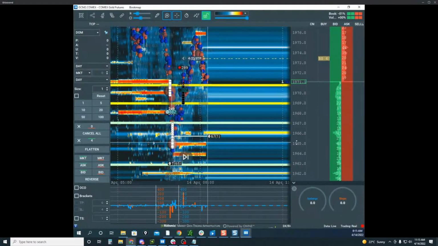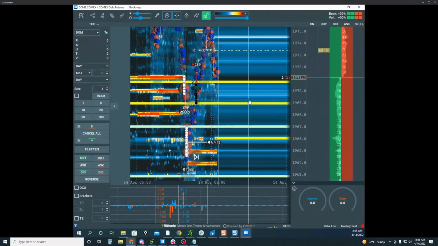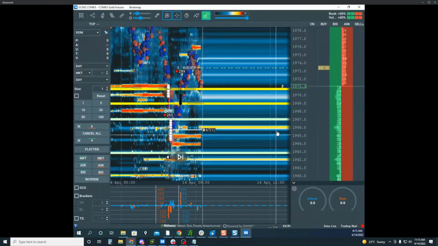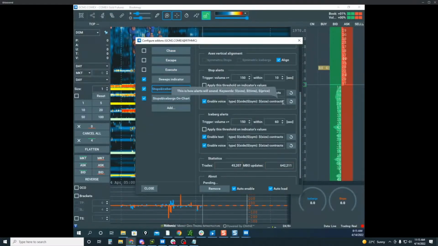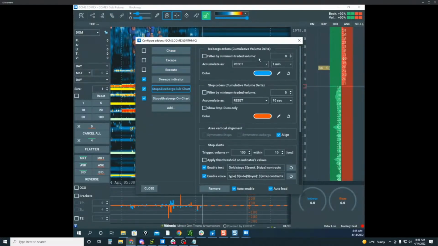Yeah, absolutely. And that's why you have the alerts set up the way that you do. So you're looking for a threshold alert, and then the audio alert. Right, and that's where you set this stuff up. Then that's the subchart, right? So I use my stop. This is gold, right? I'm on reset. My icebergs are at a minute because icebergs are obviously accumulating. I don't want my stop orders being more than 10 seconds.